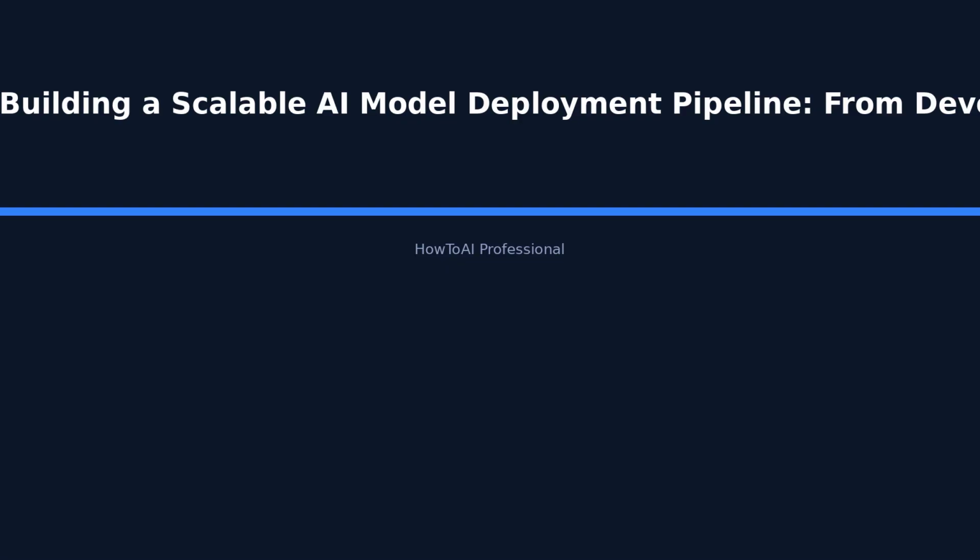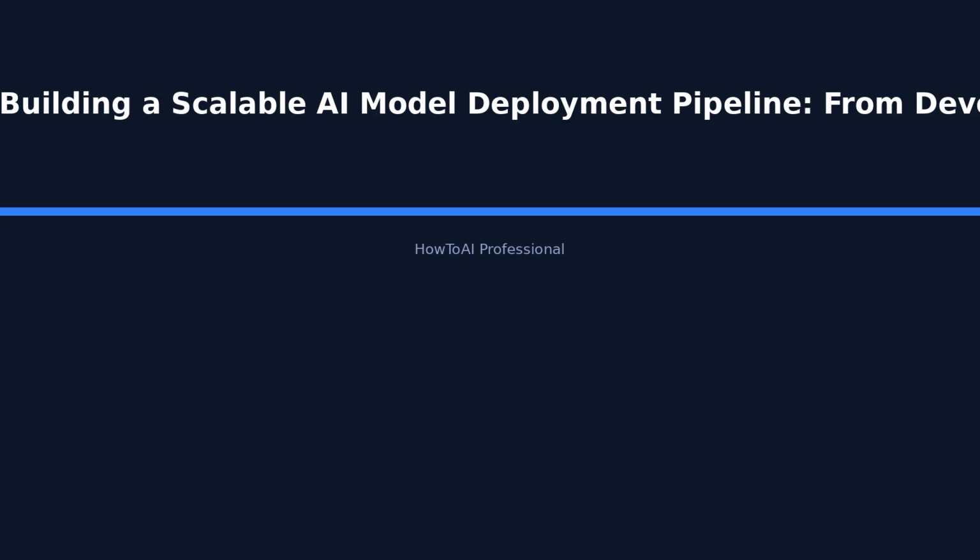Today, we're diving deep into a topic that is garnering a lot of attention in the world of artificial intelligence and machine learning: building a scalable AI model deployment pipeline. If you're a data scientist, machine learning engineer, or anyone interested in deploying AI models into production, you're in the right place. We'll be discussing the entire journey from development to production, covering best practices, tools, and frameworks that can help you create a robust, scalable pipeline. So, grab a cup of coffee and let's get started.